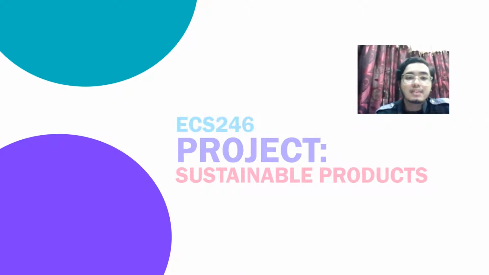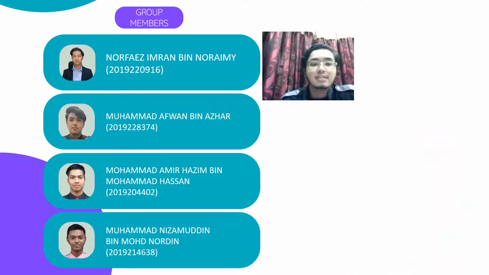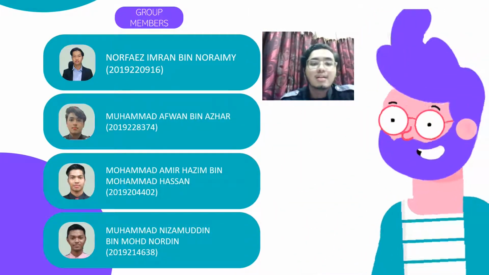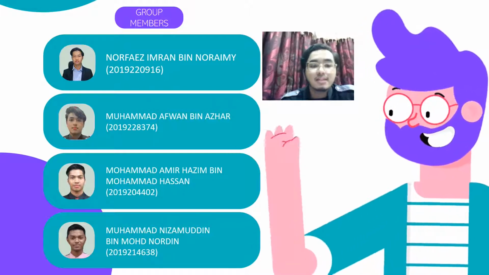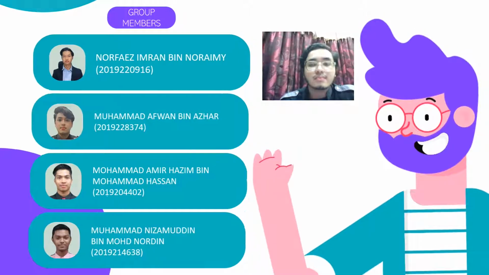Okay, but firstly I would like to introduce our group members. First we have Norfaez Imran bin Noraimy. Second, me, Muhammad Afwan bin Azhar. Third, Muhammad Amir Hazim bin Muhammad Hassan. And lastly we have Muhammad Nizamuddin bin Muhammad Nordin.